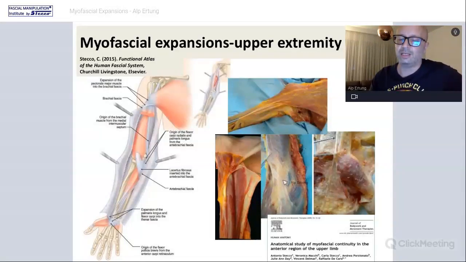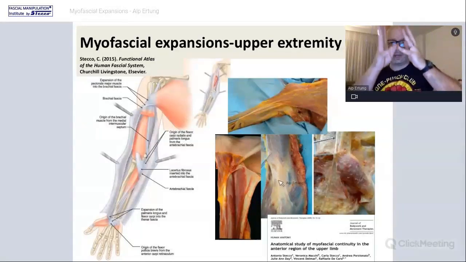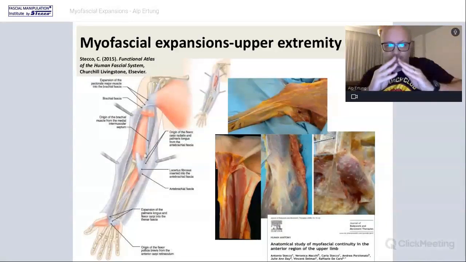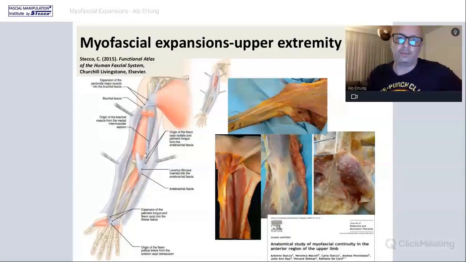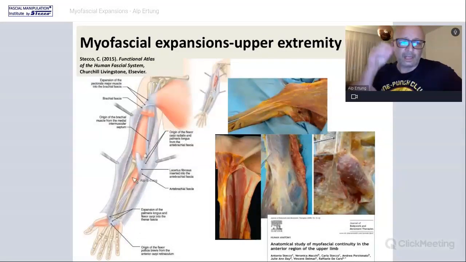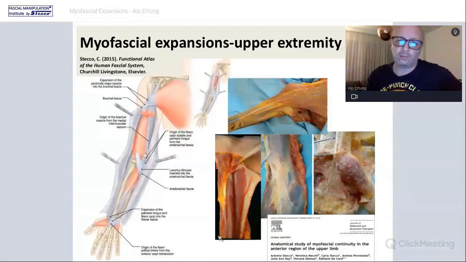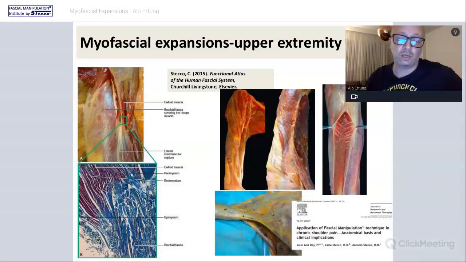We have the tendon of the biceps brachii, and it's covered by the deep fascia, and this tendon is in continuity with the antebrachial fascia. And also the structures, the palmaris longus and the flexor carpi radialis, are in continuity with the flexor pollicis brevis, also coming from the anterior carpal retinaculum. So this gives us some information about how they are related to each other with the help of myofascial expansions.